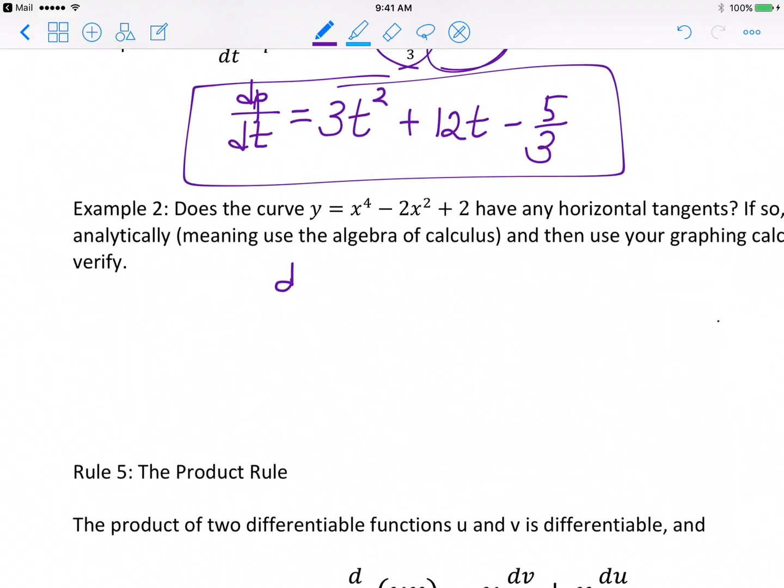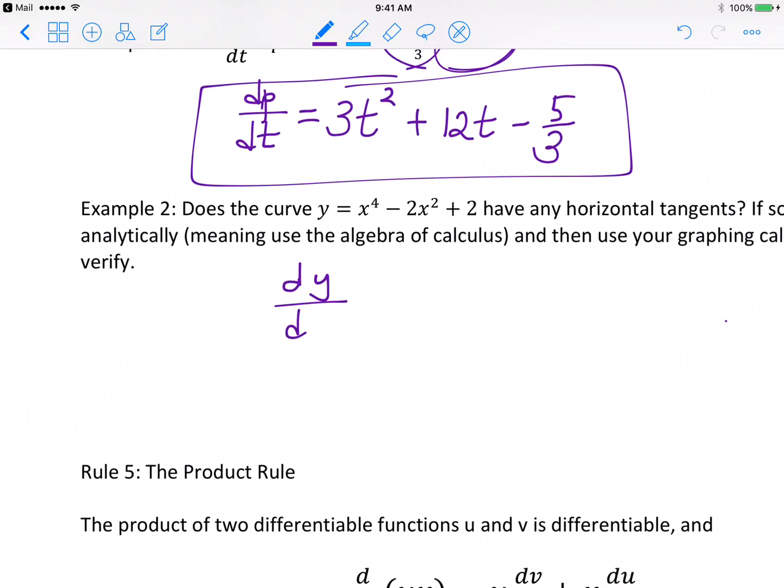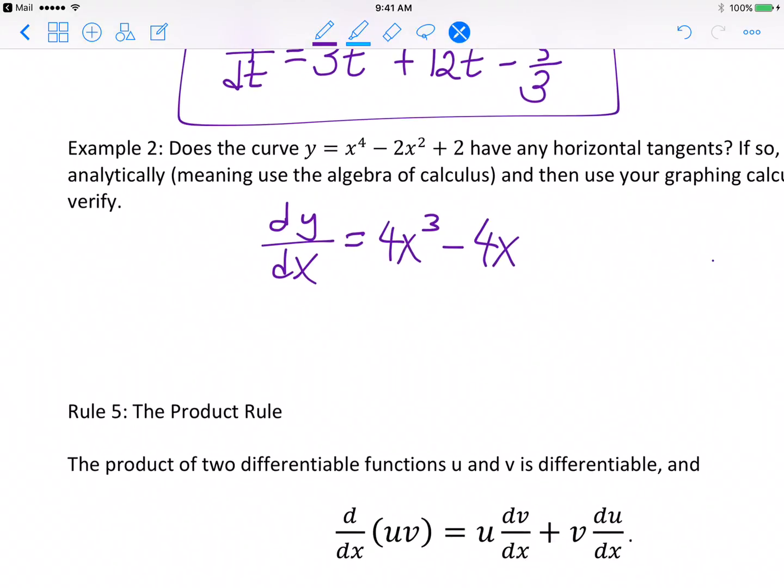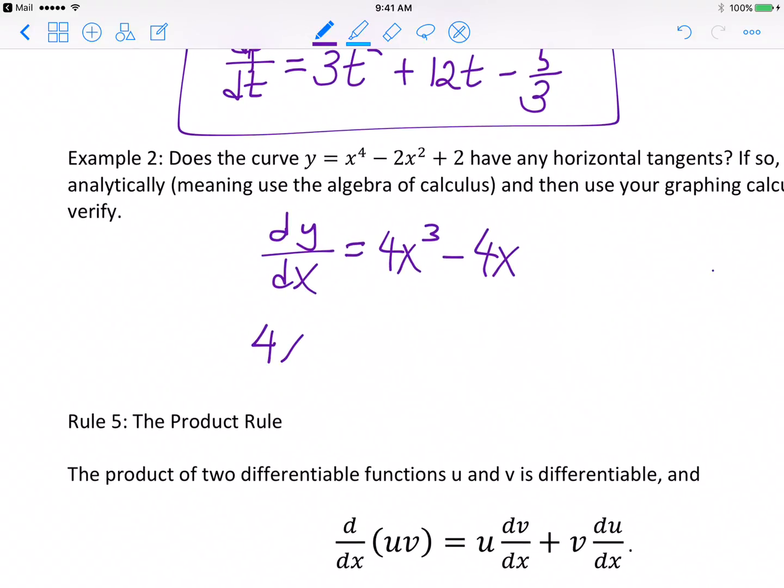So you could use the Leibniz notation. dy dx is equal to 4x to the third power minus 4x plus the derivative of 2 would just be 0. So you end up with that. Okay, but for you to have a horizontal tangent, we have to set the derivative to be 0. Horizontal tangents have a slope of 0. So 4x to the third power minus 4x has to be 0. Horizontal line, horizontal tangent, slope is 0.